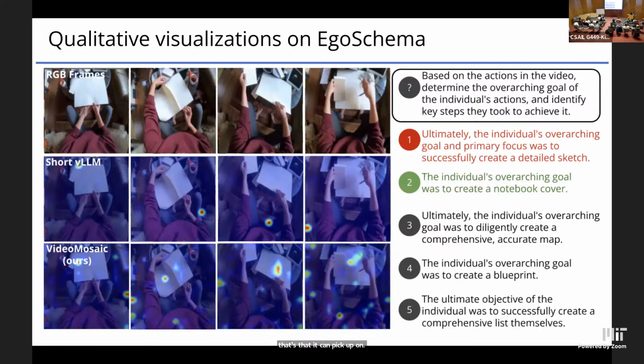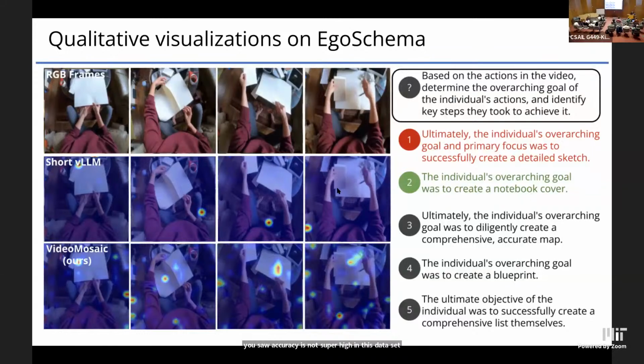Here's another example where the question is, based on the actions in the video, determine the overarching goal of the individual's actions and identify key steps they took to achieve it. First answer is incorrect, which is to create a detailed sketch. The second answer is correct, and that's the answer our model provided. I'm cherry picking this because obviously you saw accuracy is not super high even on this data set. But this is one example where it's working well.